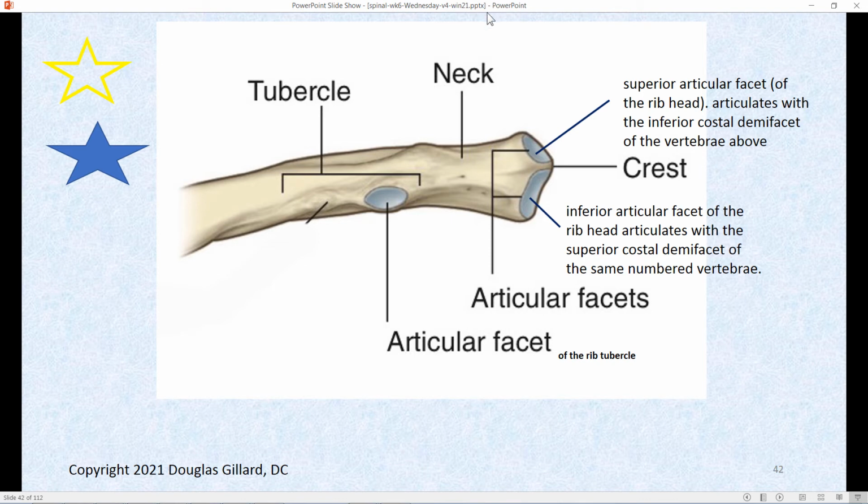Okay, so here is the deal. This one, that's the superior articular facet of the rib head. This is the inferior articular facet of the rib head, and you should know who these connect to. The superior articular facet of the rib head actually connects to the inferior costal demifacet of the bone above. So be careful. This is a tricky region. This inferior articular facet of the rib head will articulate with the superior costal demifacet. Got it?